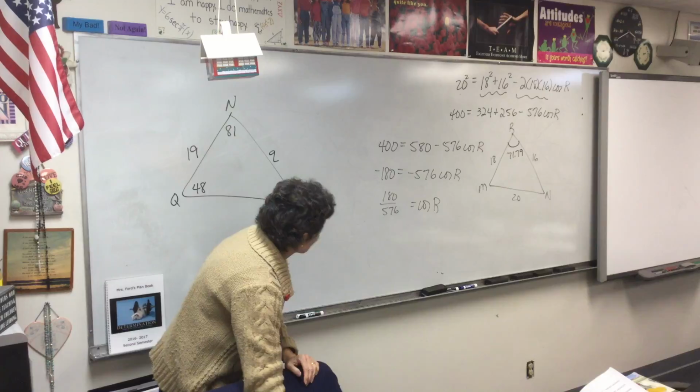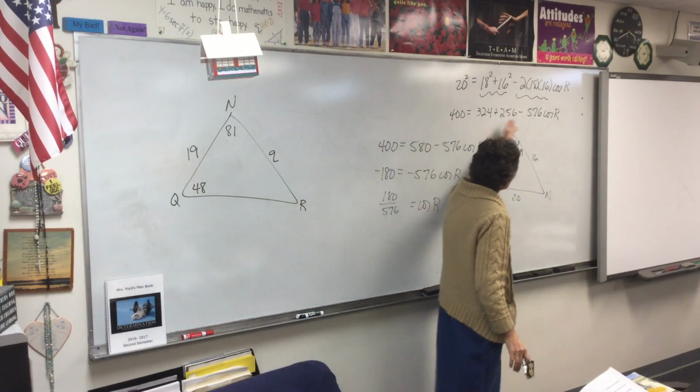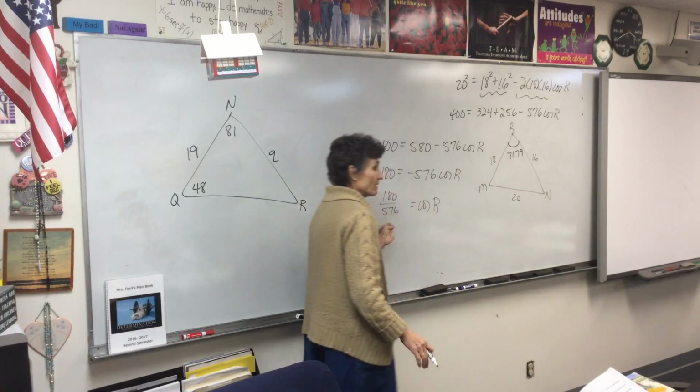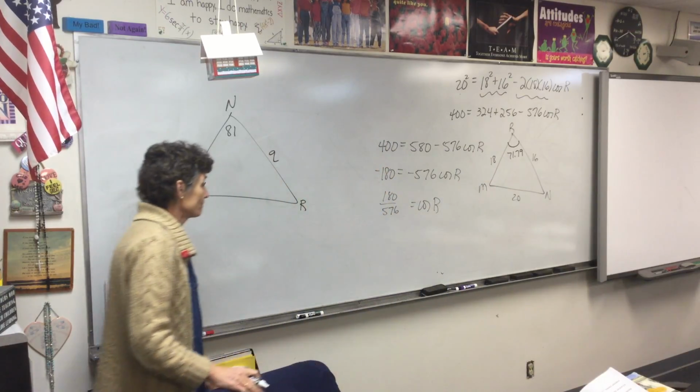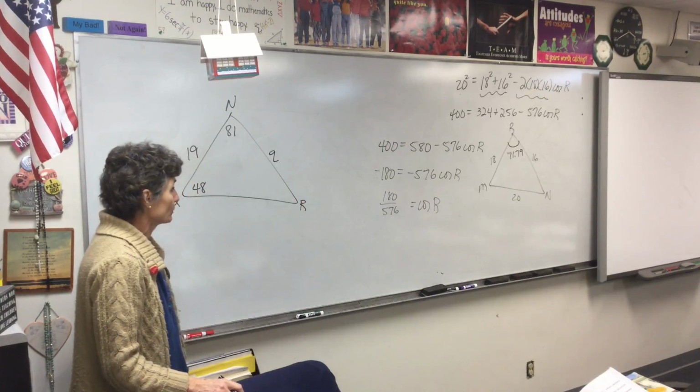Okay, if you're not, we're going to move on. If you're not getting 71.79, write down every single step. Just write down every single step. It's not hard. Just write down every step and you can do it.